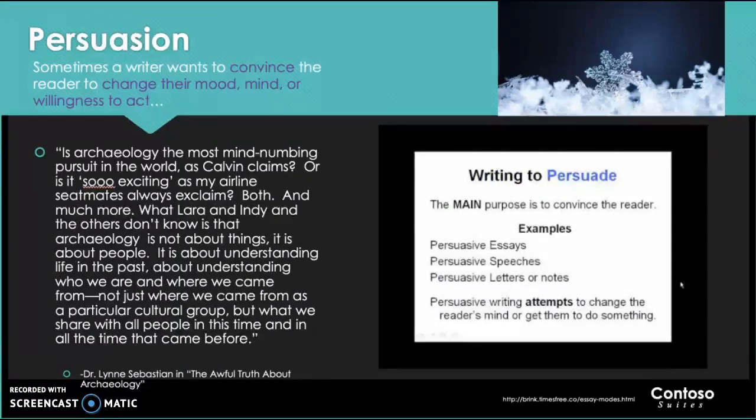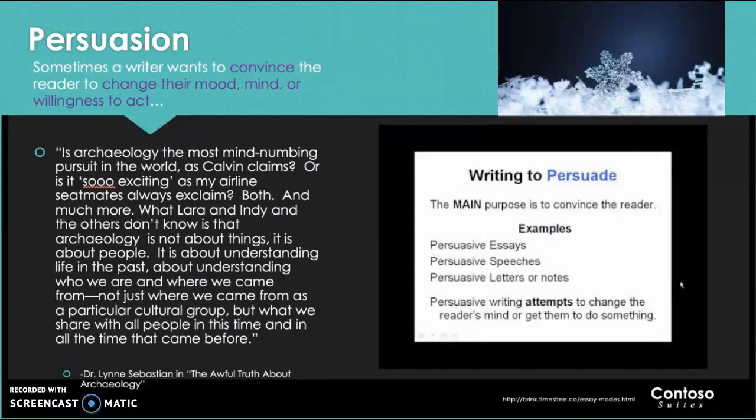All right, the last one is persuasion. And persuasion is wanting to convince the audience. The writer wants to convince the audience, and they want to change their mood, their mind, or their willingness to act, or all three. So this is any kind of politician that's trying to get you to vote for them or agree with their policies. They're using persuasion. Commercials on TV, they're using persuasion. They want you to buy their stuff, right?